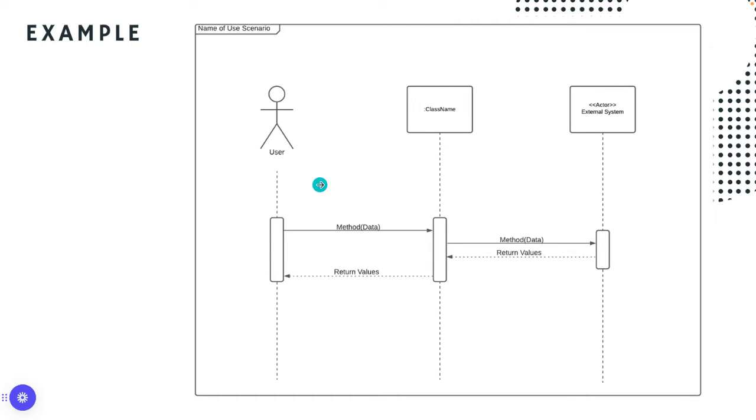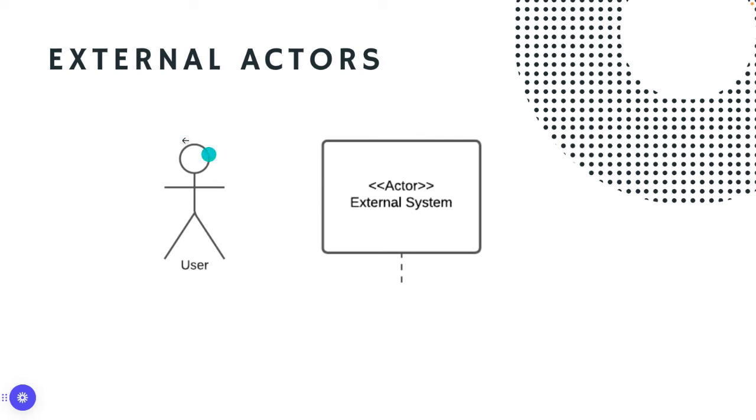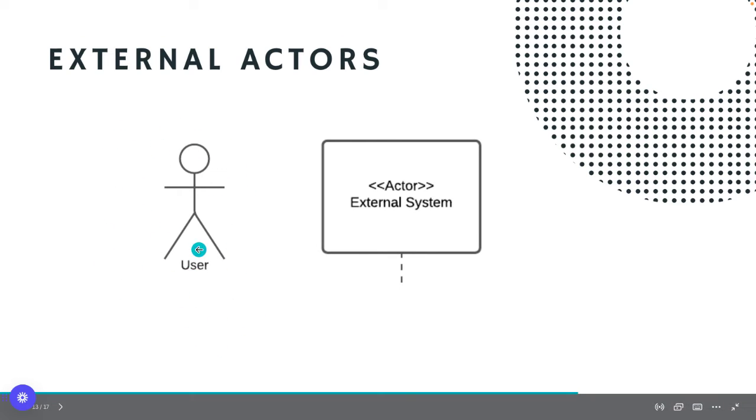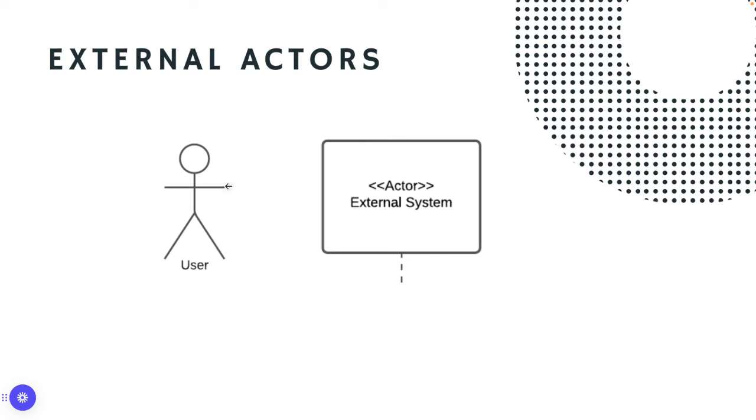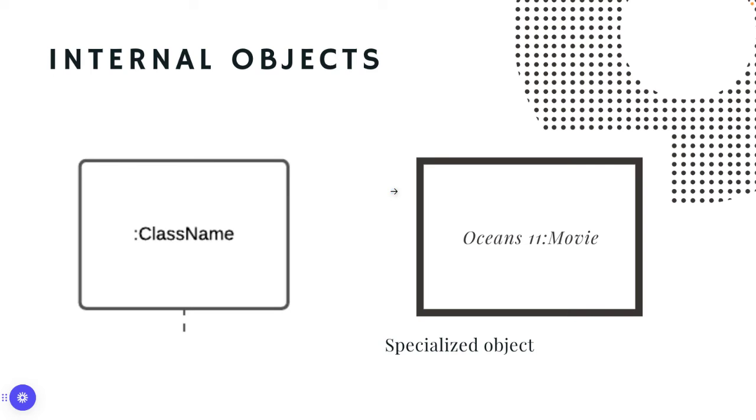Let's talk a little bit more about these objects. So we have our user here. So this is our actor, whatever is interacting with our system. And so this little guy here is going to be on the left usually, at least in our sequence diagrams. Then we have this symbol here for an external actor. This could be an email system. This could be a payment system. So anything that is external from our system, this is what we would use to display that.